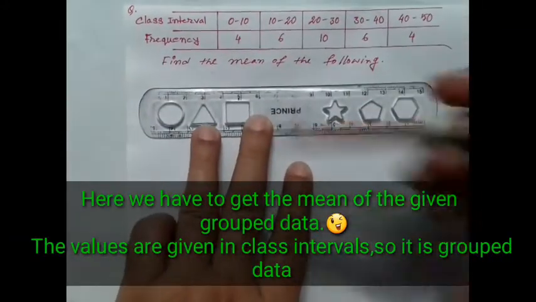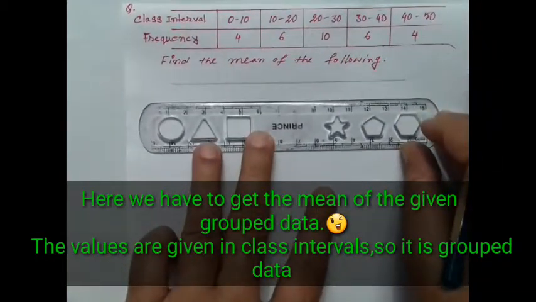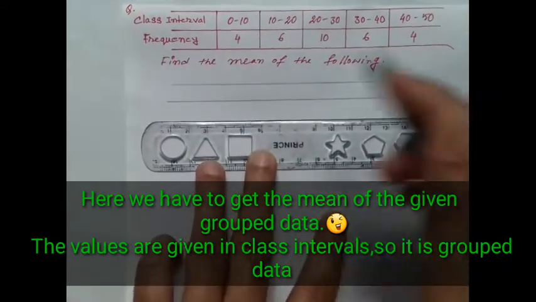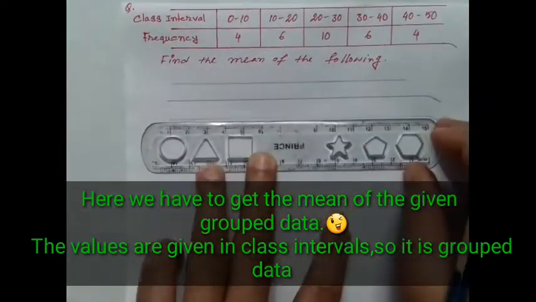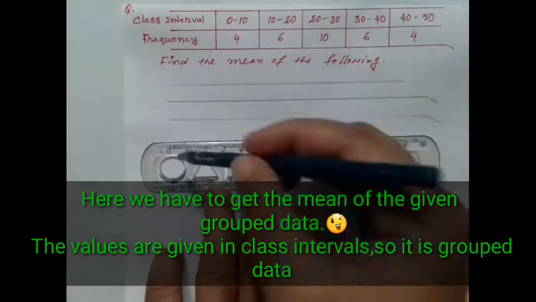Here also we have to make some columns: one for class interval, one for frequency, and then one for mid value. Here is the new thing you will see: what is mid value. Mid value is actually the representative of any class.